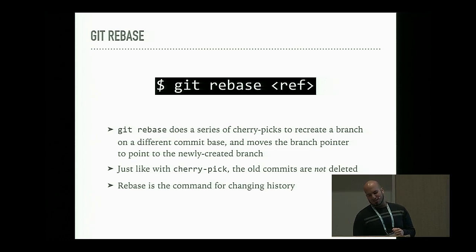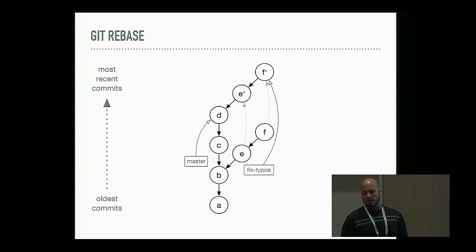So, rebase. Rebase is something that a lot of people hear about with Git and are very scared by, because rebase is the command for changing history. And people hear that and they get all freaked out. Like, why would I want a version control system to change my history? Just like most of the other tools we've discussed so far, rebase by itself is not actually as complicated as you might think. So essentially, all it does is a series of cherry picks. You're going to give it a reference to move a branch to, and it's going to cherry pick that branch one commit at a time.